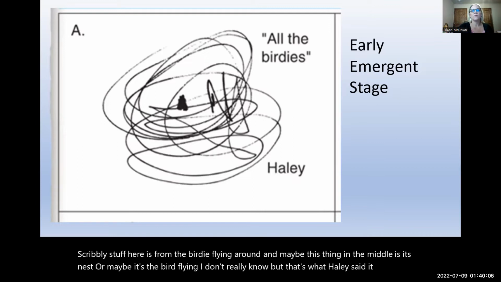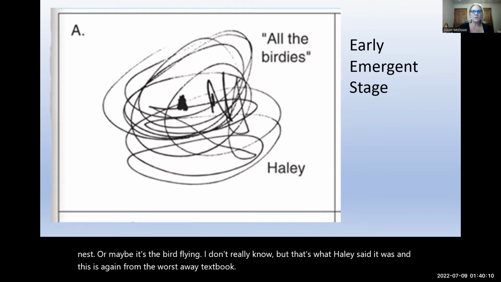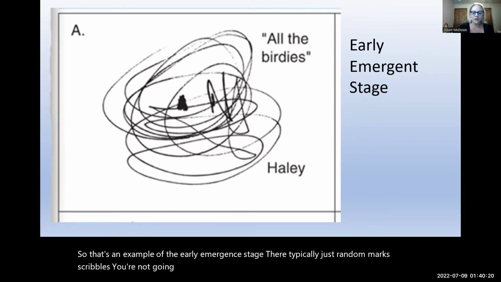And this is, again, from the Words Their Way textbook. So that's an example of the early emergent stage. They're typically just random marks, scribbles. You're not going to even see anything that looks like a letter.